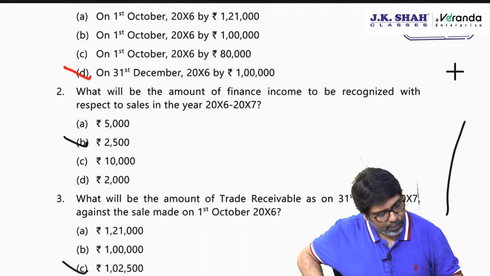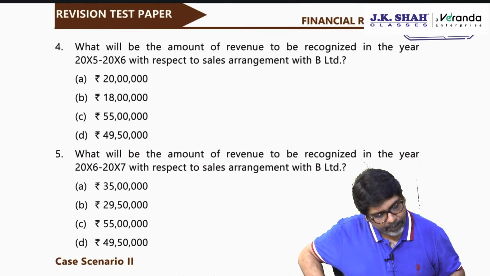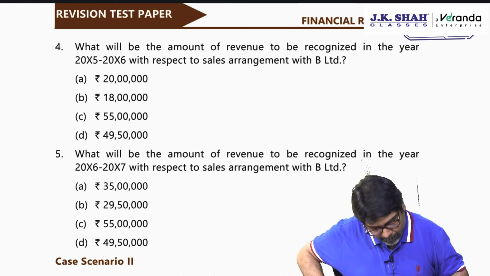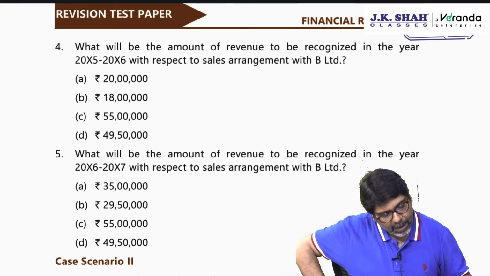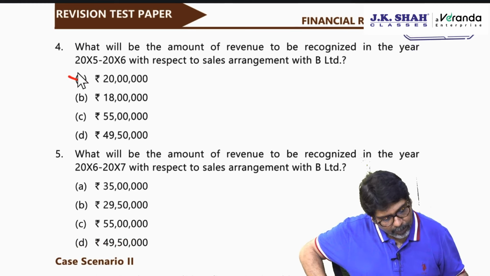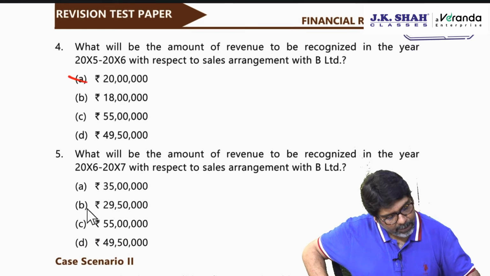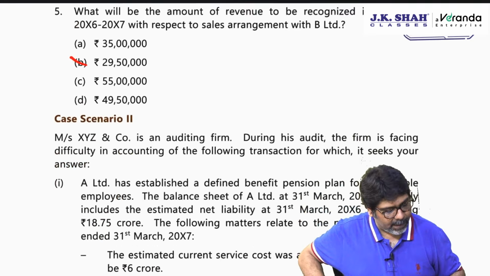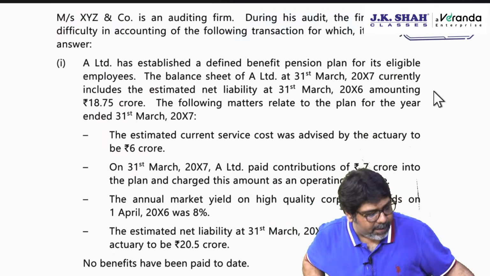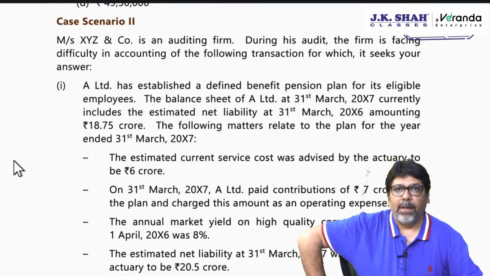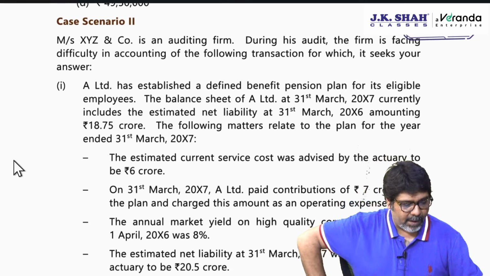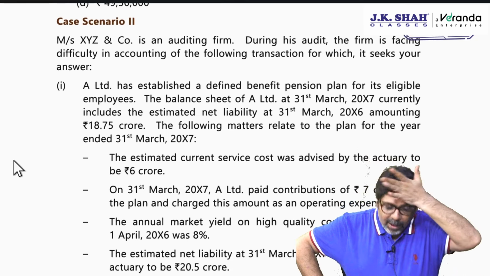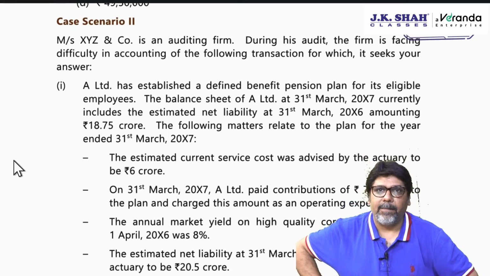What will be the amount of sale to be recognized? In 5-6, 20 lakhs. What will be the amount of revenue recognized? 29,50,000. Done. Now, case scenario 2. Are you understanding? Yes, sir, everything we understood. Move ahead. I know you're a champion, ready for your exams.